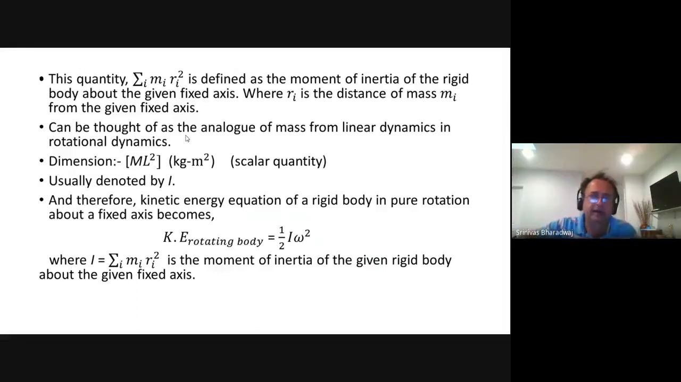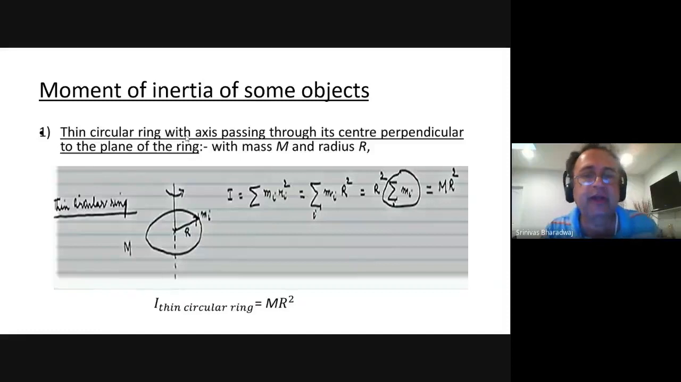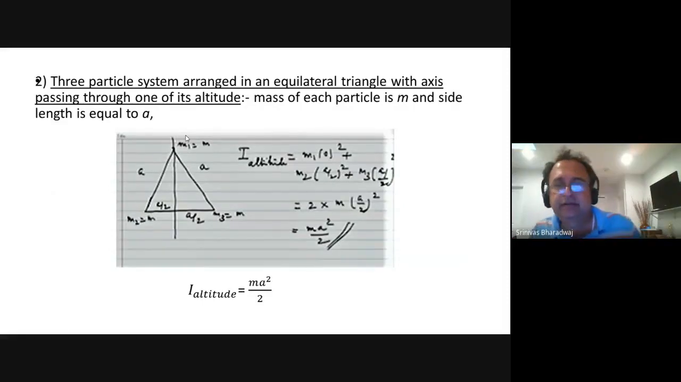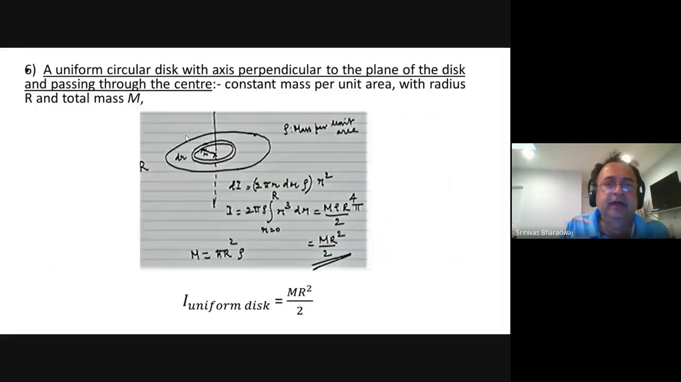If you had a full disk, it becomes half M r square when you do the integration. So thin circular ring is M r square. This is a 3-particle system. Now let's go to the other one. A uniform circular disk is M r square by 2. I discussed this integration last time.